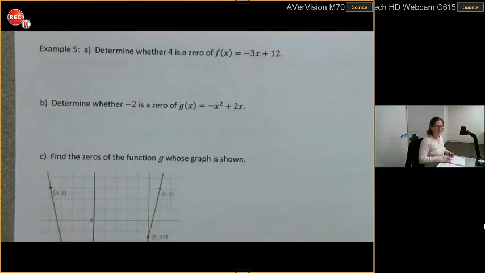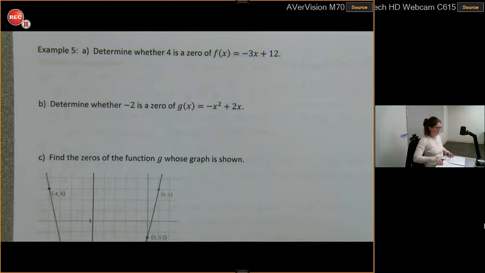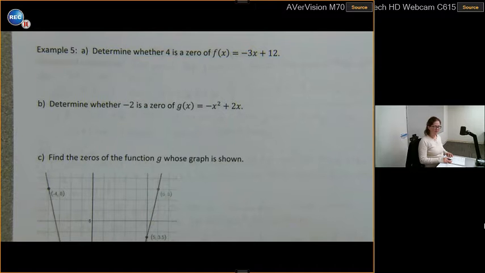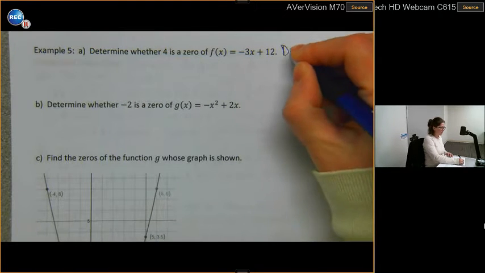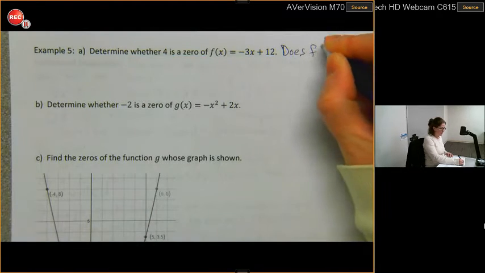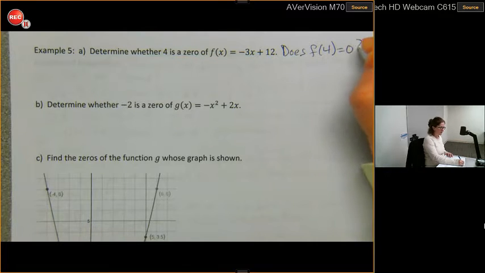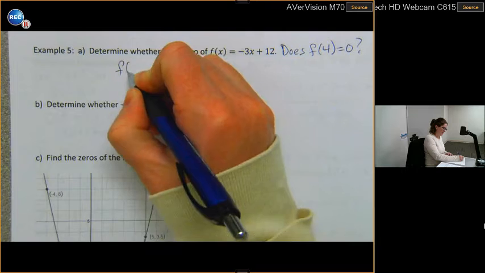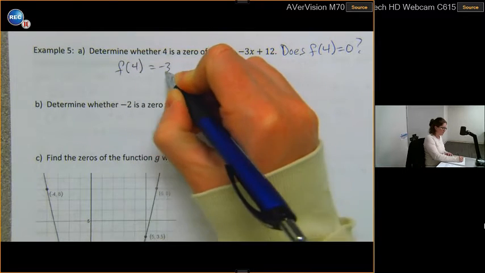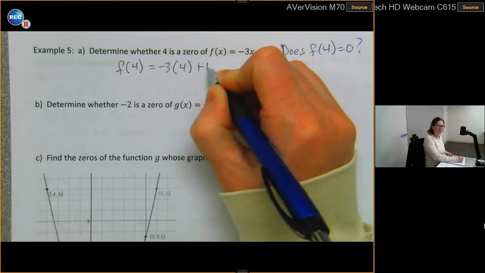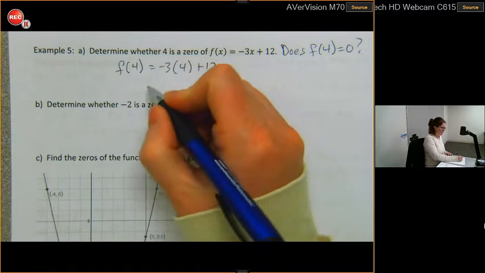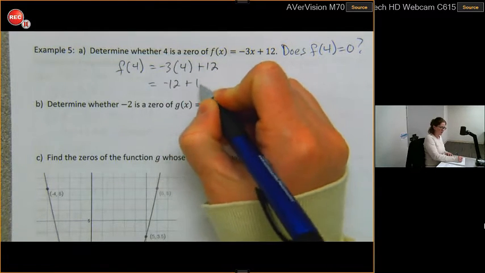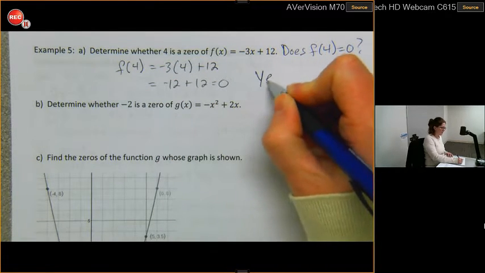In our next example, determine whether 4 is a 0 of f of x equals -3x plus 12. Well, if something is a 0, basically what we're trying to find is when I put that number in for x, does it equal 0? So let's work it out and find out the answer. F of 4 equals -3 times 4 plus 12. That's -12 plus 12, which does equal 0, so my answer is yes.